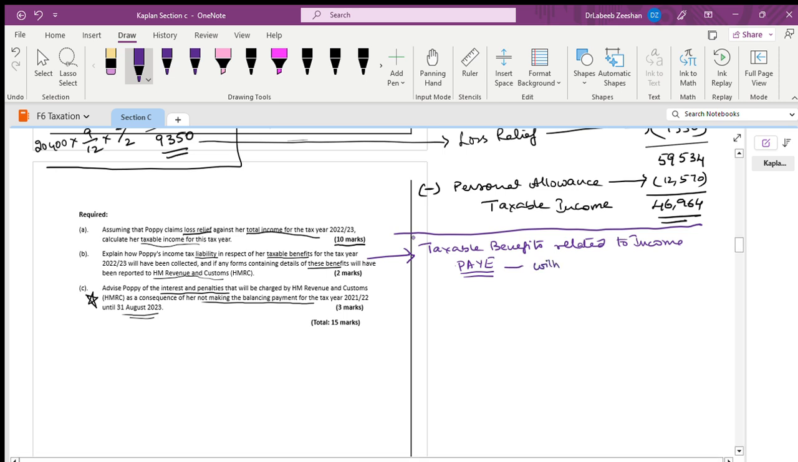With salary, they are now giving more importance to pay as you earn. In the examination there will be 1 point related to this. Just revise the theoretical concepts, the importance of PAYE with respect to assessments.